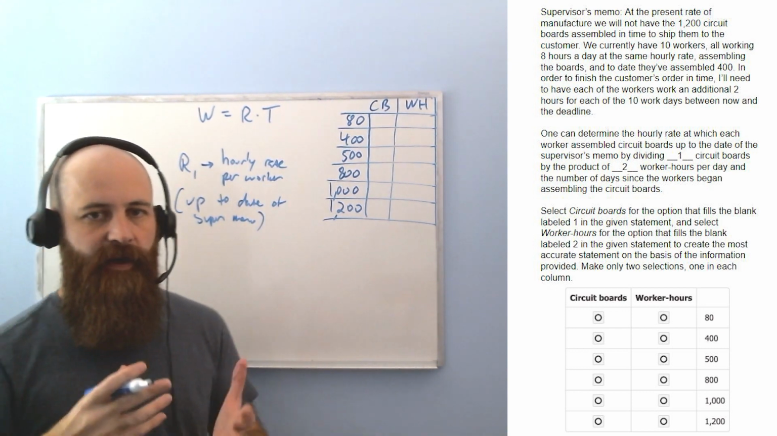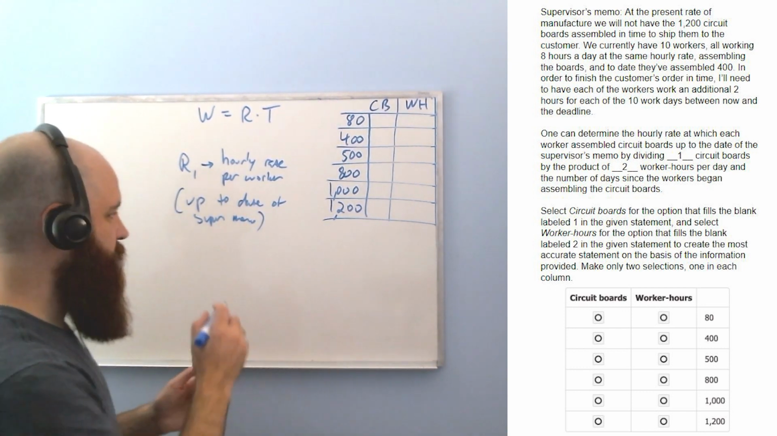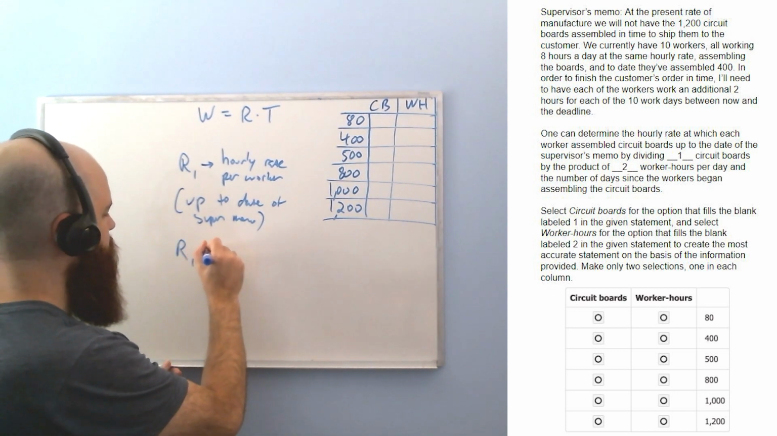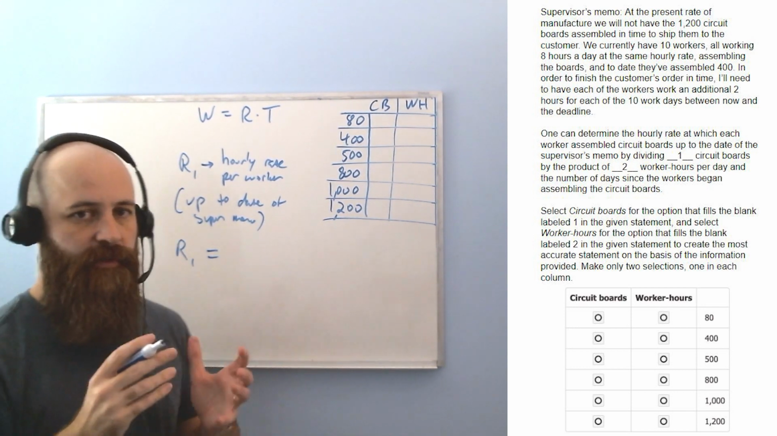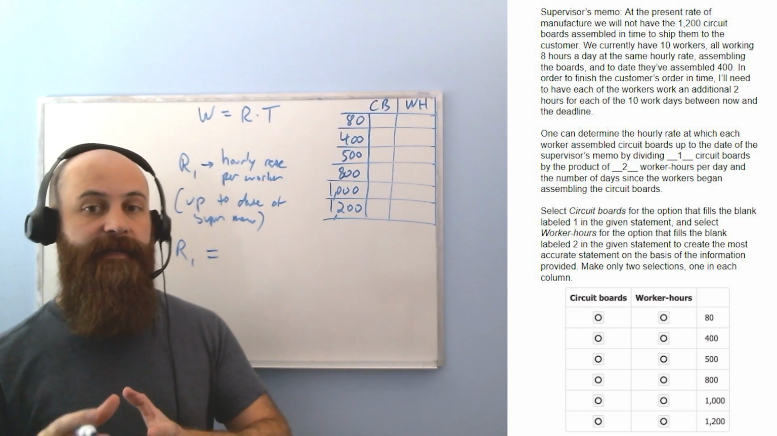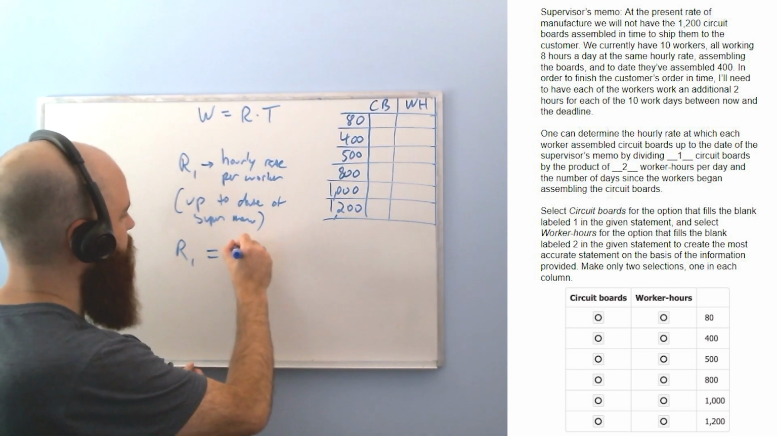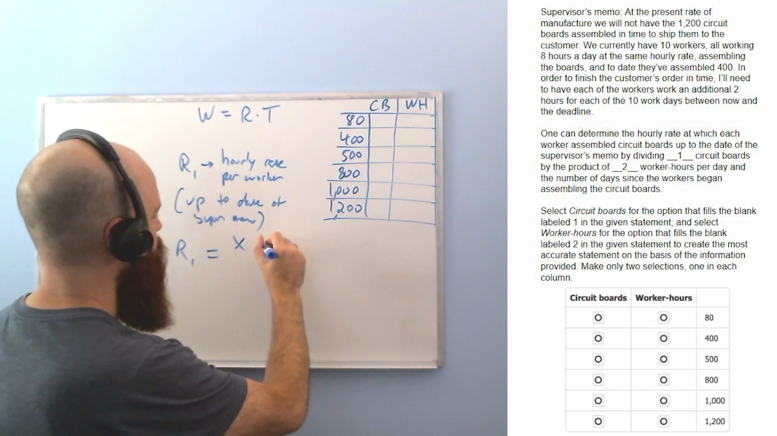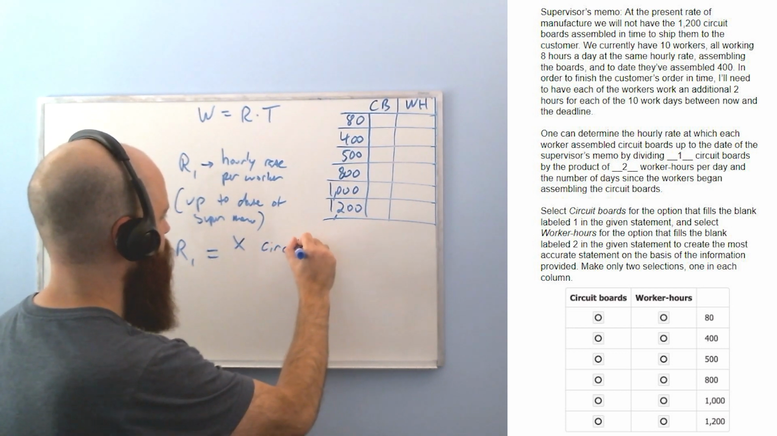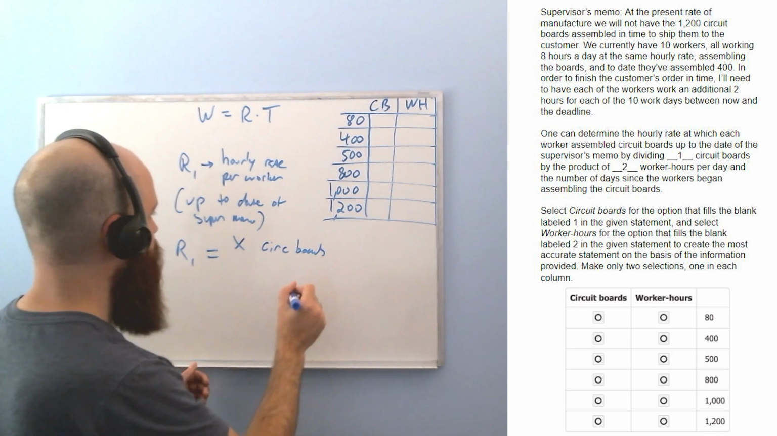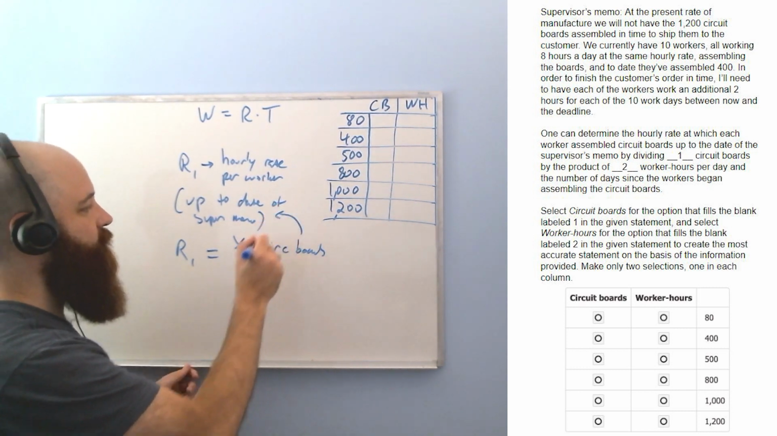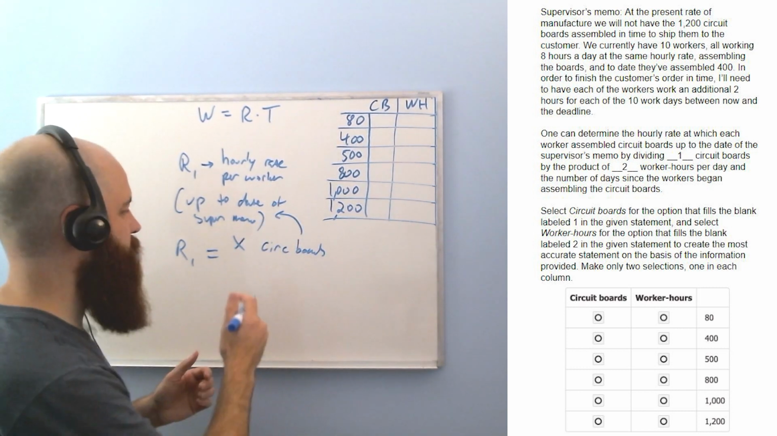Okay, so how am I supposed to be able to find this rate? Well, they say I should be able to determine it by dividing blank circuit boards. Okay, so I need to find that blank. Let me call it x. What is x? X is the number of circuit boards. But specifically, up to the date of the supervisor's memo, right? That's the time period we're interested in.